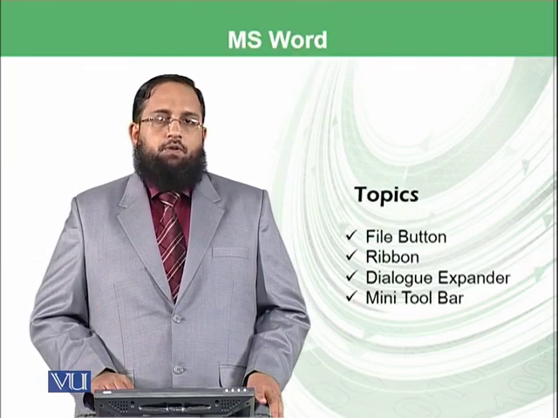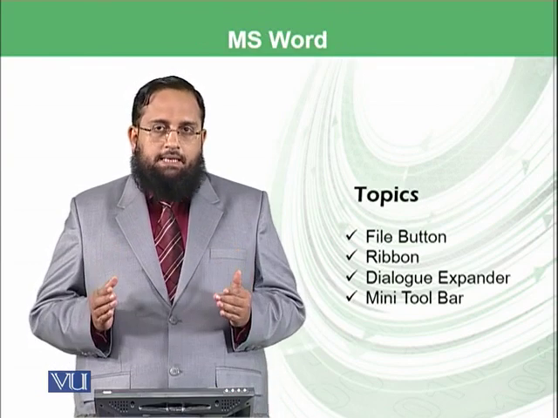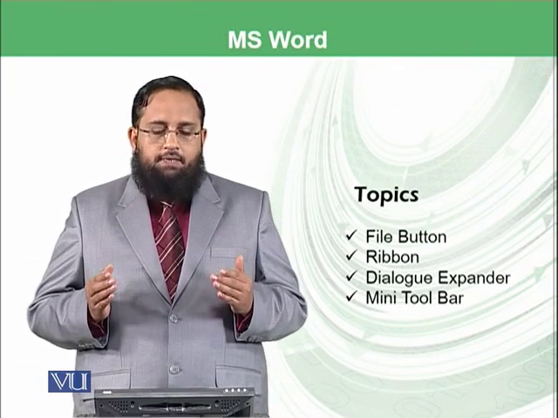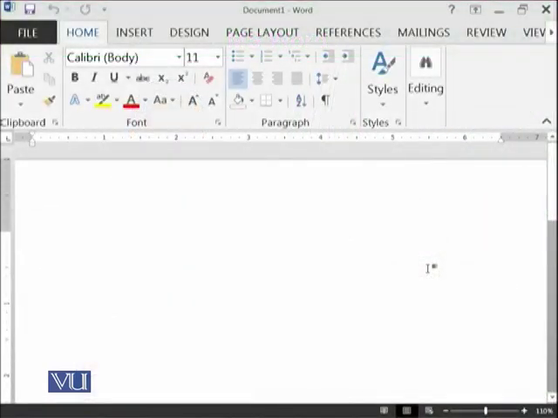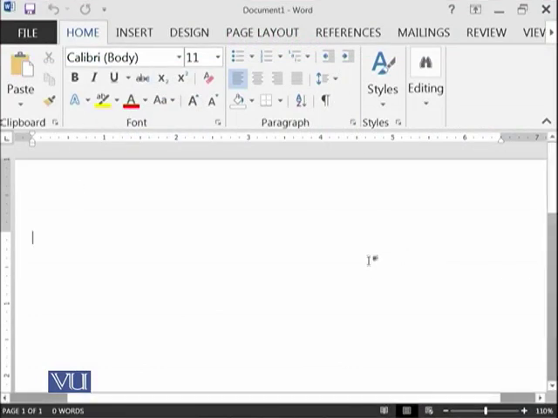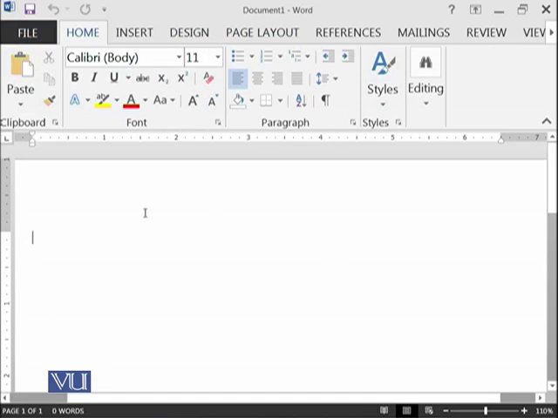In today's module, these topics will be covered. We will discuss what the file button in MS Word is, what ribbons are, what the dialog expander is, and what the mini toolbar is. So let's start. First of all, this is the home page of Microsoft Word, and it has many options. Today we are going to discuss the file button, which is available over here, and then ribbons, dialog expander, and mini toolbar.